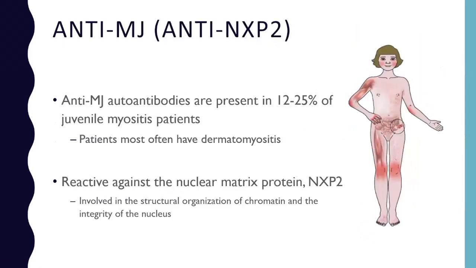The next autoantibody is anti-MJ, which is also known as anti-NXP2 autoantibodies. Present in about 12 to 25% of patients. And again, most often patients have dermatomyositis, so the rash and the muscle weakness. It's reactive against a protein called nuclear matrix protein, NXP2. And this protein is involved in the structural organization of chromatin, which organizes our DNA, and the integrity of the nucleus.